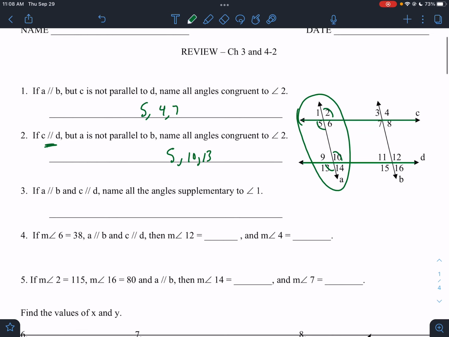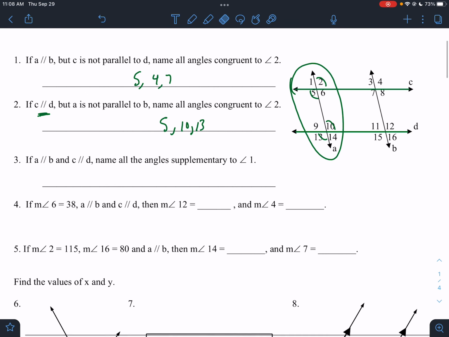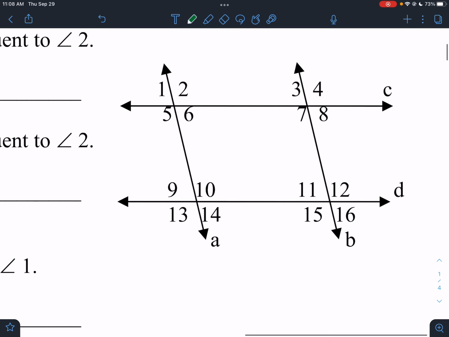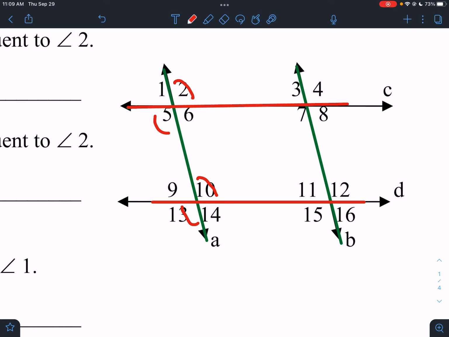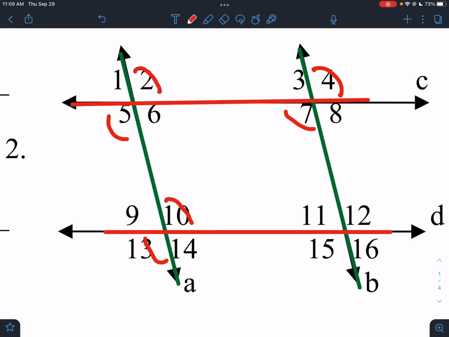All right. On the next one, now we have more. We have A is parallel to B, and C is parallel to D. Woo! Now we can go every direction. So like we know that 2 and 5 are the same. We can go down here to this parallel line. We can go over here because of these parallel. We can go any direction now.